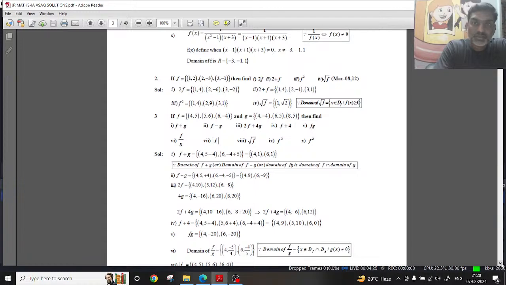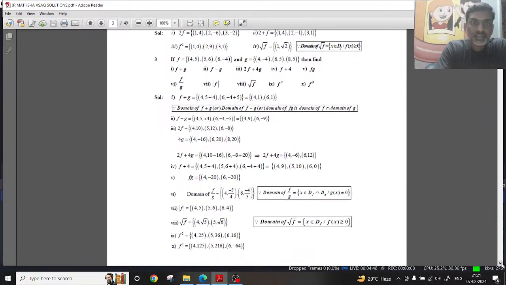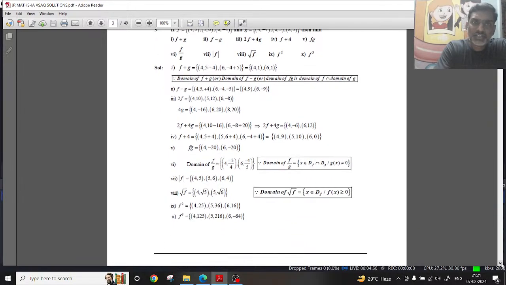Okay. So the operations we are doing: 2f means f should be multiplied by 2, which means the range should be multiplied by 2. And 2 is added to f means 2 is added only to the range. f squared, the range is squared. Square root of f, the square root of the range we have to calculate. Got it? Next question number 3 is also a similar question.